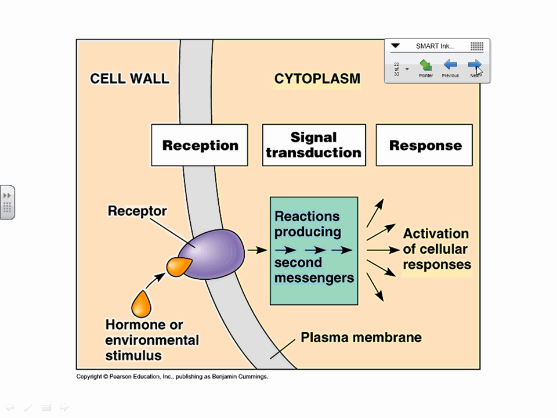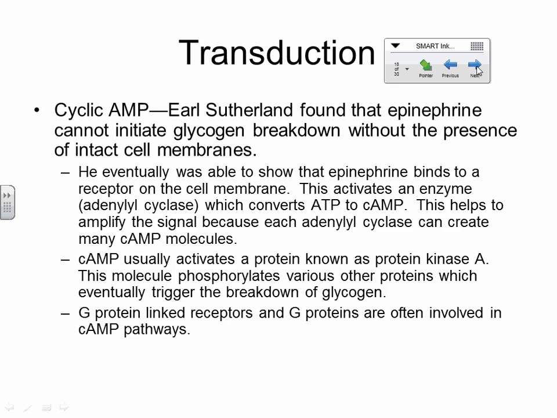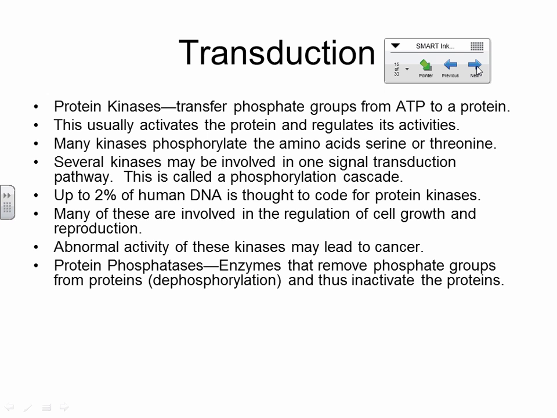So here's a slide that sort of summarizes it. Hormone, or whatever kind of signal ligand, binds the receptor. You get signal transduction, usually involving secondary messengers and kinases, until eventually those kinases end up turning on some enzyme that causes your response. So again, remember that kinases, protein kinases, transfer phosphate from ATP to a protein. It usually activates the protein, maybe helps to regulate it.